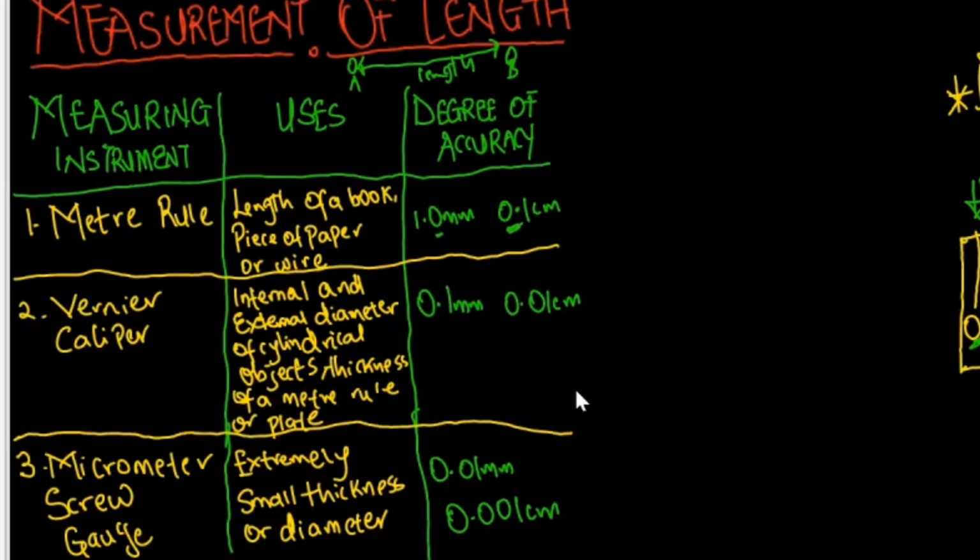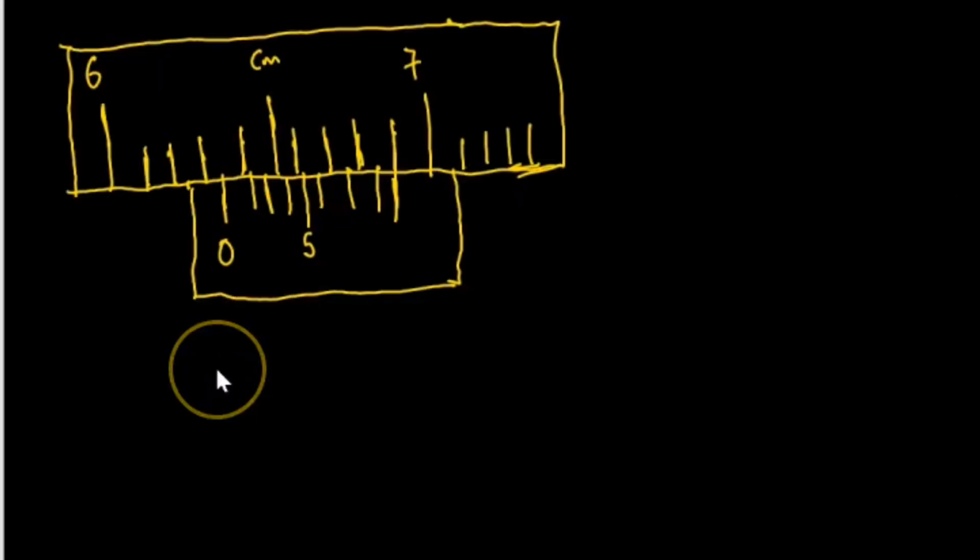So as you keep coming down, you keep dividing by 10 because each of them is just 10 subdivisions. Keep dividing each of your units by 10. So 1 millimeter divided by 10 will give you 0.1 millimeter, and 0.1 cm divided by 10 will give you 0.01 centimeter. Coming down, we divide again by 10. So 0.1 divided by 10 will give us 0.01 millimeter or 0.001 centimeter.